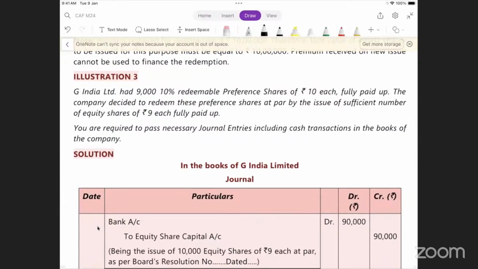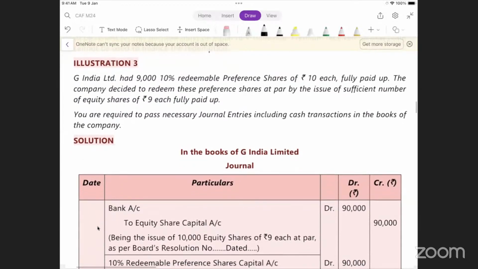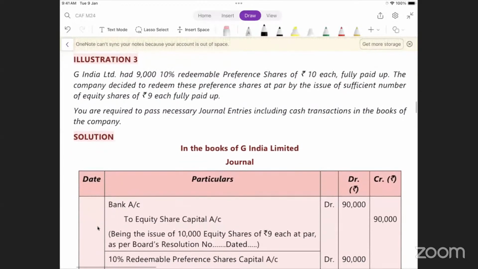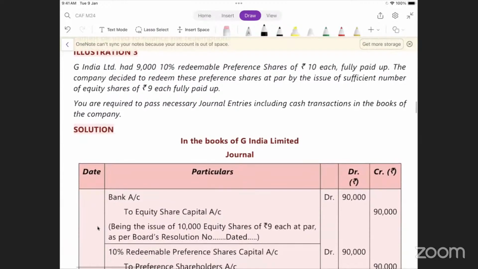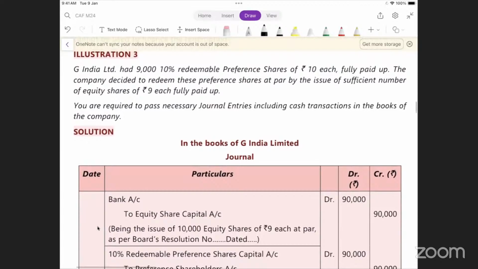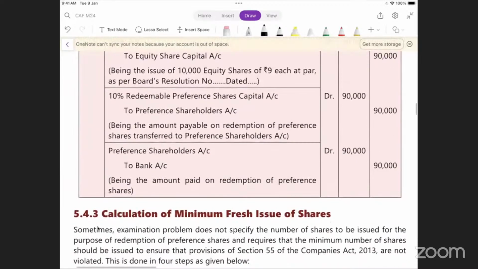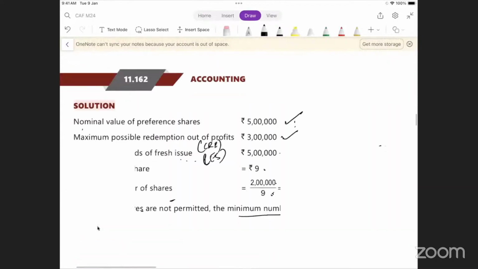Illustration 3 is a simple question. G India Limited had 9,010% redeemable preference shares at 10 each, fully paid up. The company decided to redeem these preference shares at par by issue of sufficient number of equity shares at rupees 9 each, fully paid up. You are required to... Okay, this is very simple. They are issuing equity shares and replacing the preference share capital. Nothing interesting here, so you can try that on your own.